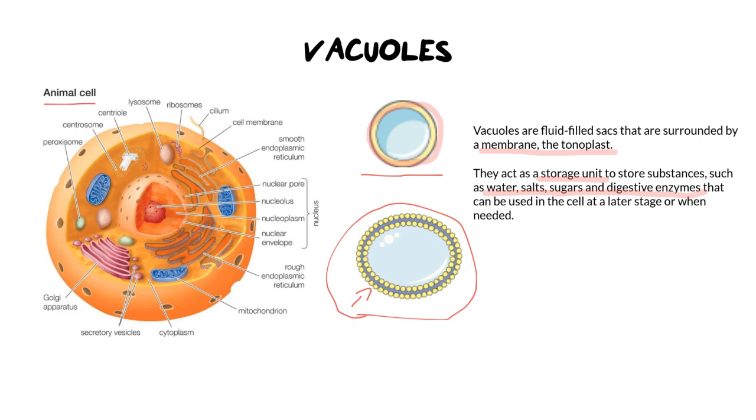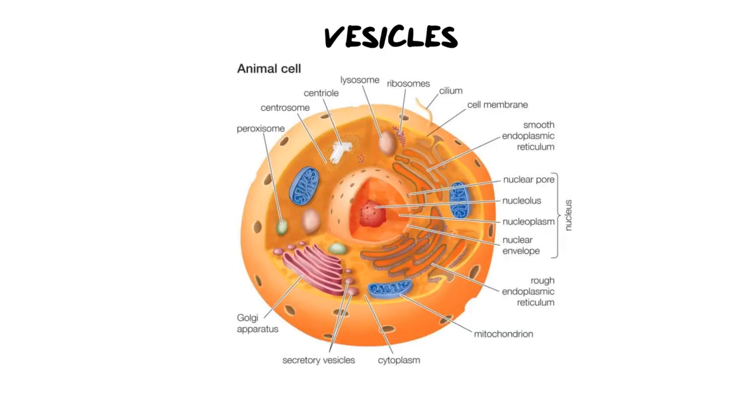Now, in plant cells, the vacuole plays a really important role in giving the plant cell structure. But in animal cells, we really use them for temporary storage. And that's because animal cells and plant cells function very differently. Next on our list is vesicles.